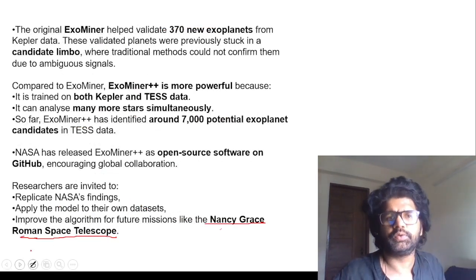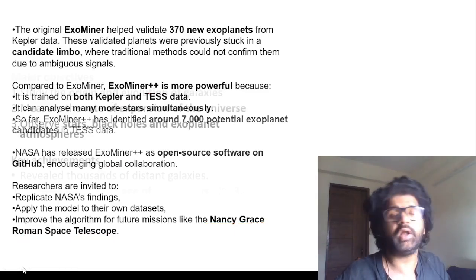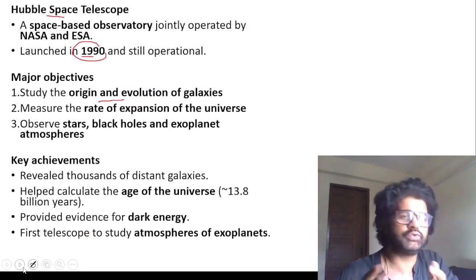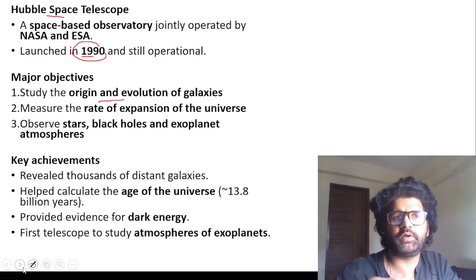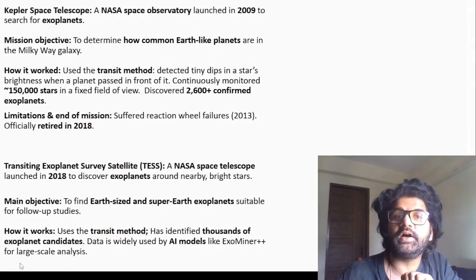Cool. You can read all these things, and ExoMiner, more powerful train. Again, you can read all. We have discussed this. What is important here? What are these ExoMiners? They are AI-based systems observing data from Kepler, TESS, Hubble, and now Nancy Grace. Chronological order, what is the transit method? All these things are really important.